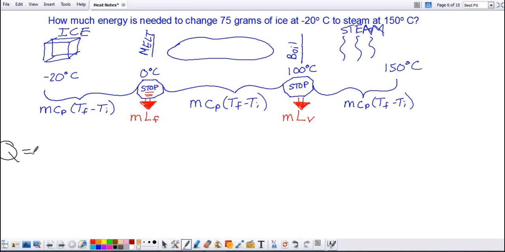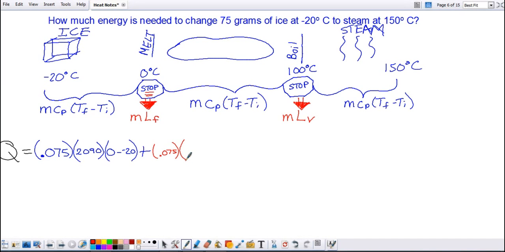So Q is equal to, and now we can start substituting in, the mass. Well, the mass was 75 grams. We need to make sure we convert that to kilograms. Times the specific heat capacity. You need to look this up. This is the specific heat capacity while it is ice, so the specific heat capacity for ice is 2090. Times the final temperature, which was 0, minus the initial, negative 20. Plus mass, 0.075, times the latent heat of fusion.